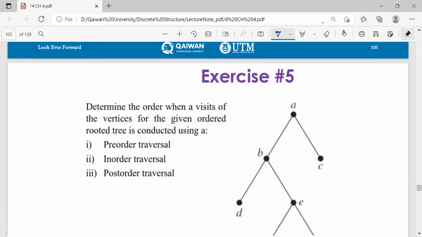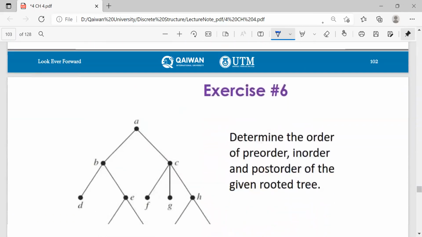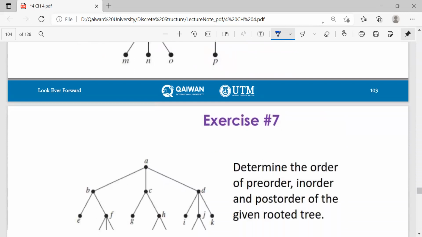Here we have some exercises about what we talked about now.